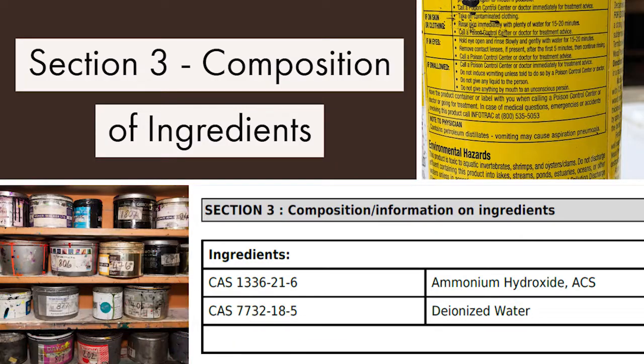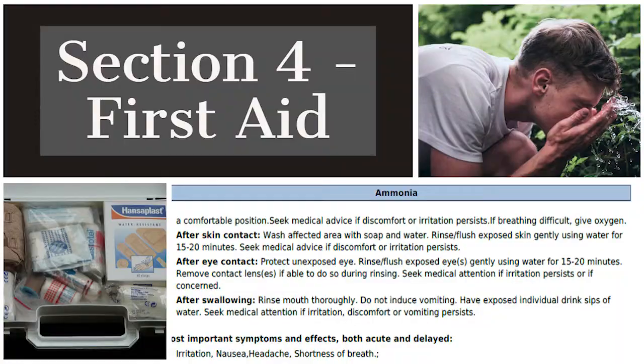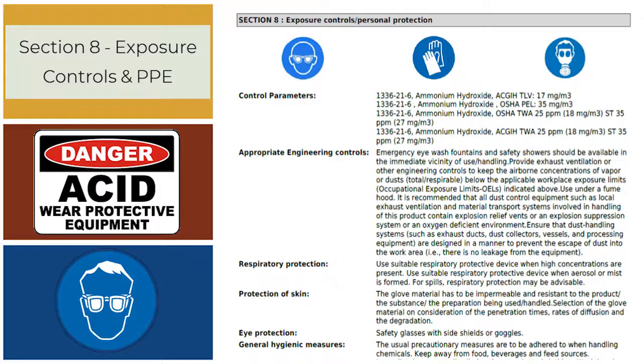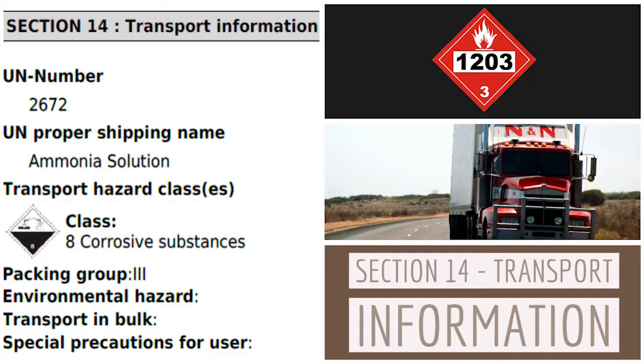So now let's talk about safety data sheets. Safety data sheets are one of the most important tools an employer has for communicating the hazards of chemicals to employees. These are documents that are broken down into 16 different sections that cover everything from the identity of the chemical to the composition of ingredients, first aid measures in the event of exposure, exposure controls and personal protective equipment, exposure limits, transport information. Basically everything you need to know about working with and protecting yourself from the chemical is included in the safety data sheet.